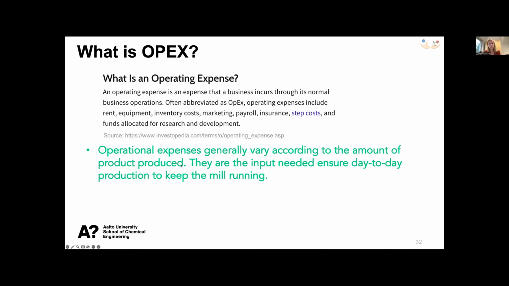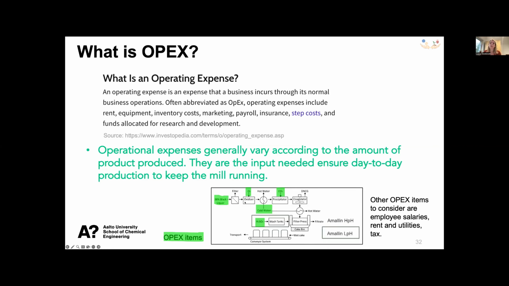However, if I want to make more product, I need more feedstock. That varies if I want to make more or less product. So it's basically every cost that we need to ensure every day, that we need to make the product every day to keep the process, the mill, running. So if we take that image again, the green things are like water, oxygen, CO2, all of the things that are coming into the process. So things that I need to make, at the end of the day, in this case, a precipitated lignin. So this is what we call OPEX.